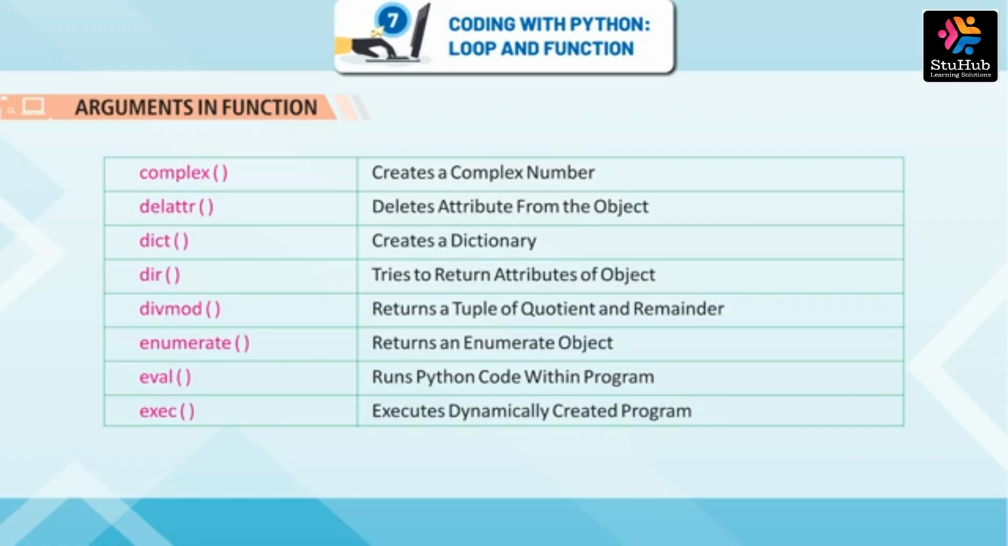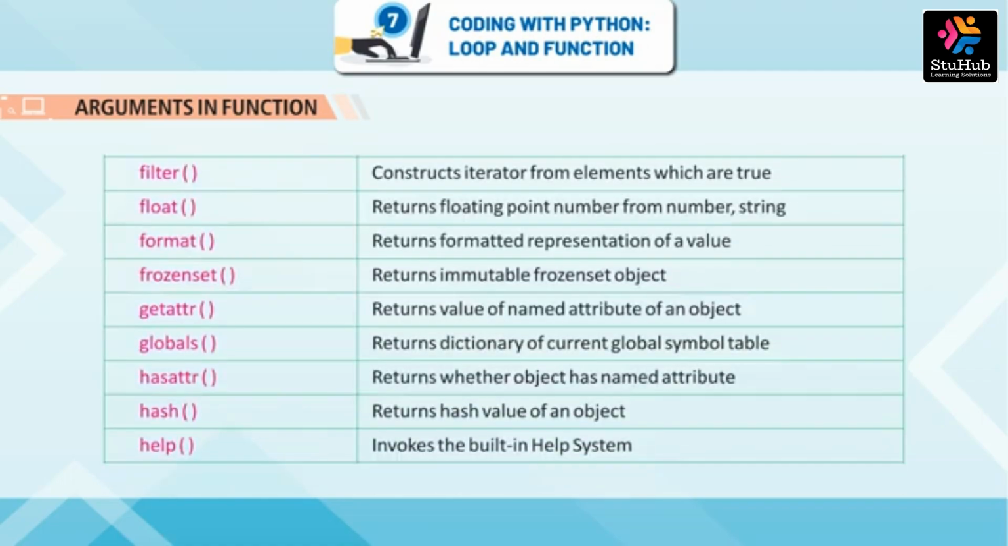eval runs Python code within the program. exec executes a dynamically created program. filter constructs an iterator from elements which are true. float returns a floating point number from a number or string. format returns a formatted representation of a value. frozenset returns an immutable frozenset object. getattr returns the value of a named attribute of an object. globals returns the dictionary of the current global symbol table.